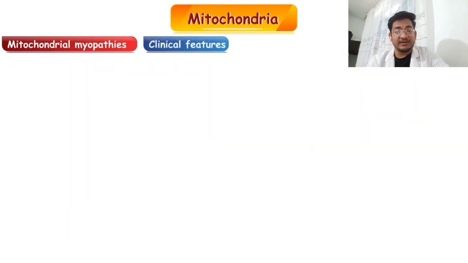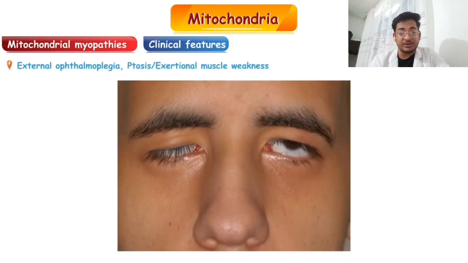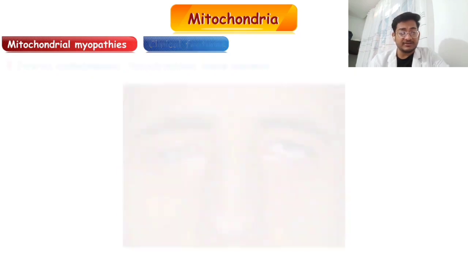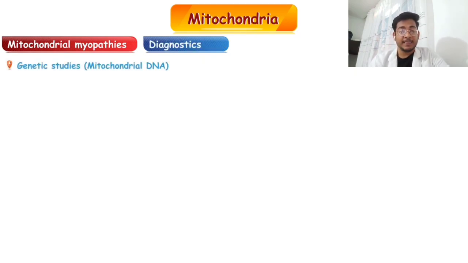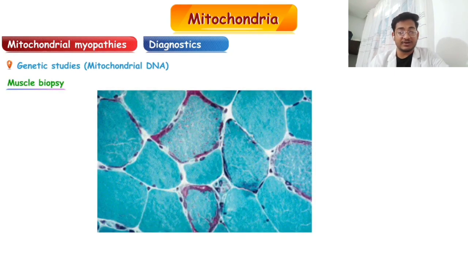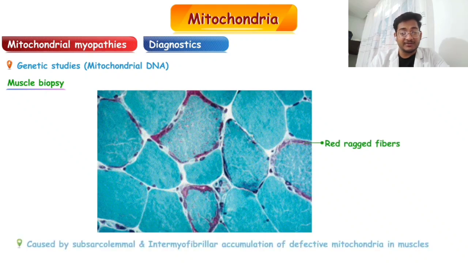Some common clinical features that we can see include external ophthalmoplegia. Some diagnostics are genetic studies, mitochondrial DNA, and muscle biopsy. Immunohistochemistry shows the red ragged fibers caused by the intermyofibrillar accumulation of defective mitochondria in muscles.